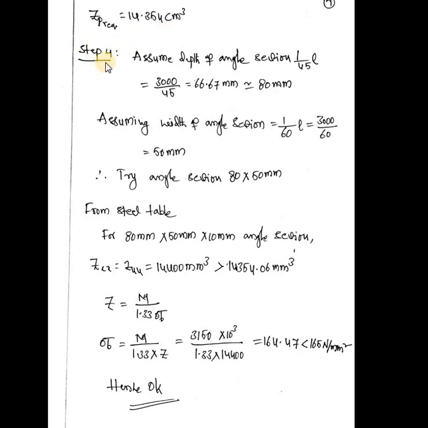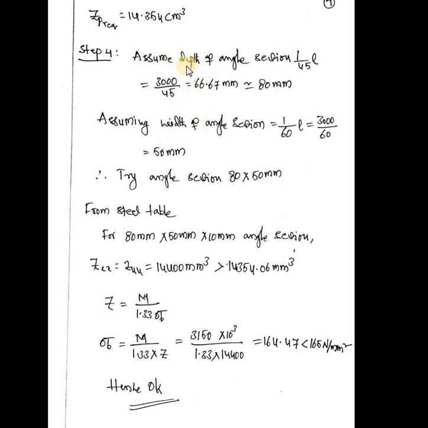Now coming to step 4. For angle section, if you want to decide the length or width of the angle section, these are the conditions we already discussed in the procedure. Assume depth of angle section L by 45, assume width of angle section L by 60. You can also see this problem in the SK Duggal 3rd edition textbook.